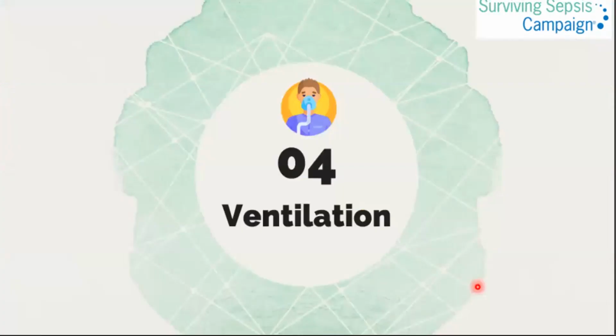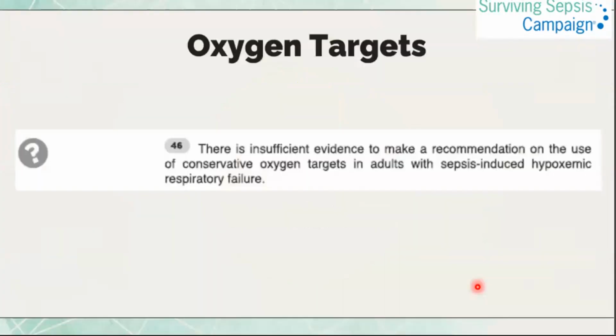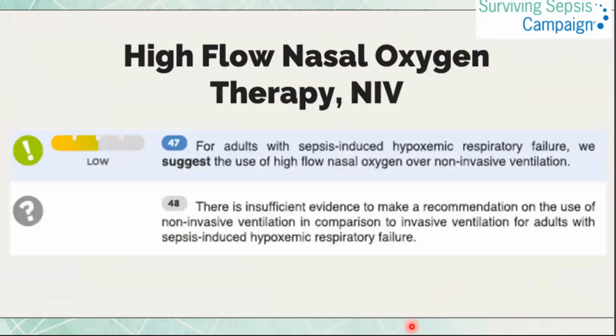Next, ventilation. There is insufficient evidence to make a recommendation on the use of conservative oxygen targets in adults with sepsis-induced hypoxemic respiratory failure. For adults with sepsis-induced hypoxemic respiratory failure, we suggest the use of high-flow nasal oxygen over NIV. There is insufficient evidence to make a recommendation on the use of NIV in comparison to invasive ventilation for adults with sepsis-induced hypoxemic respiratory failure.